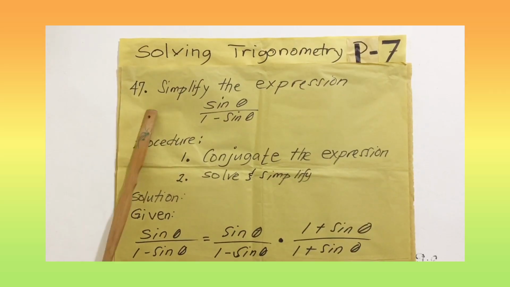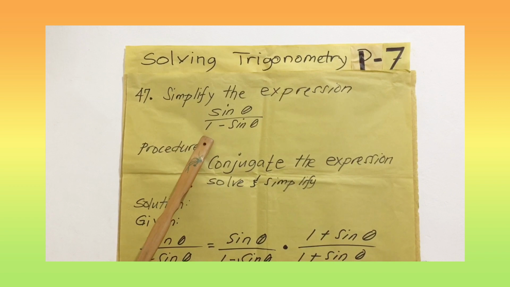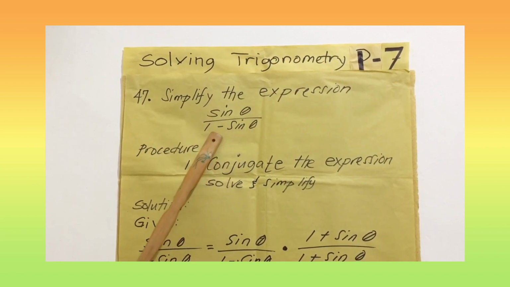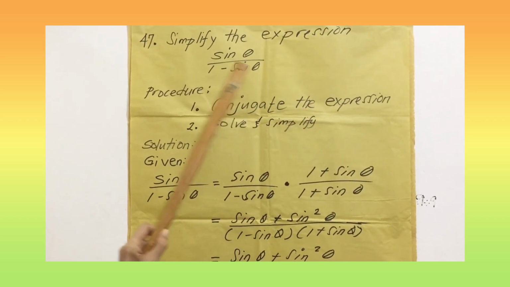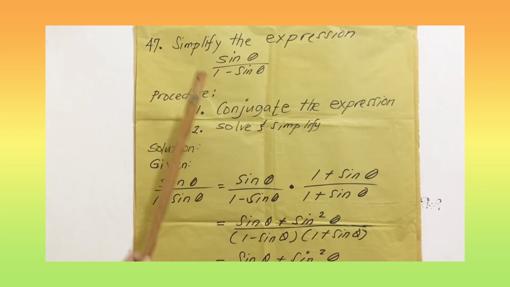Okay guys, number 47 problem. Simplify the expression sine theta over 1 minus sine theta. How do we simplify this? We have to follow the procedure. Number 1, we have to conjugate the denominator of the expression, and solve and simplify the given.